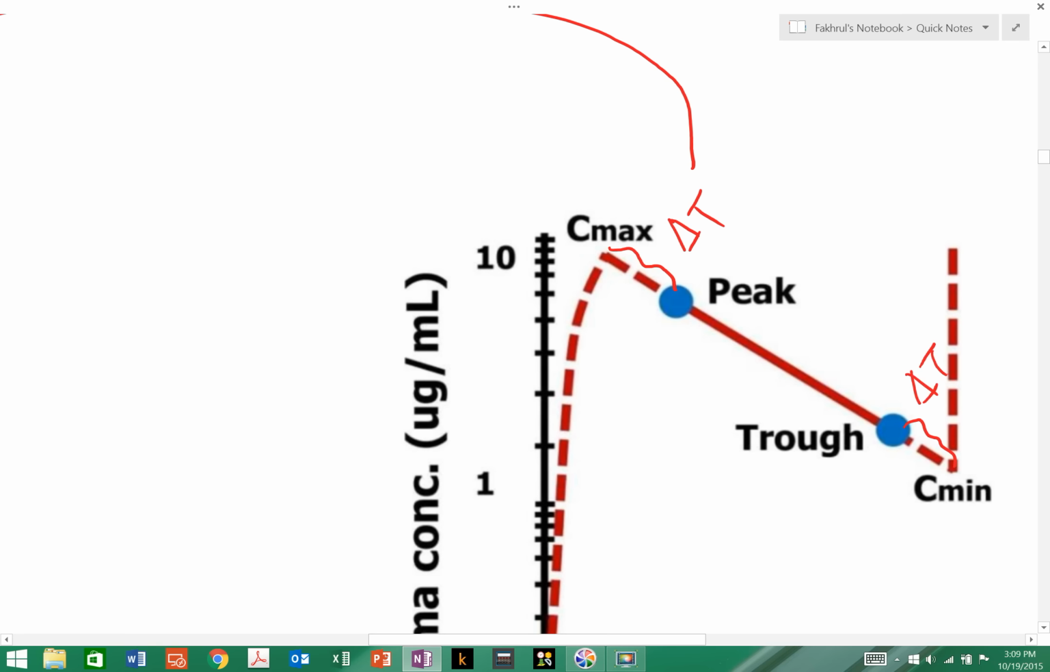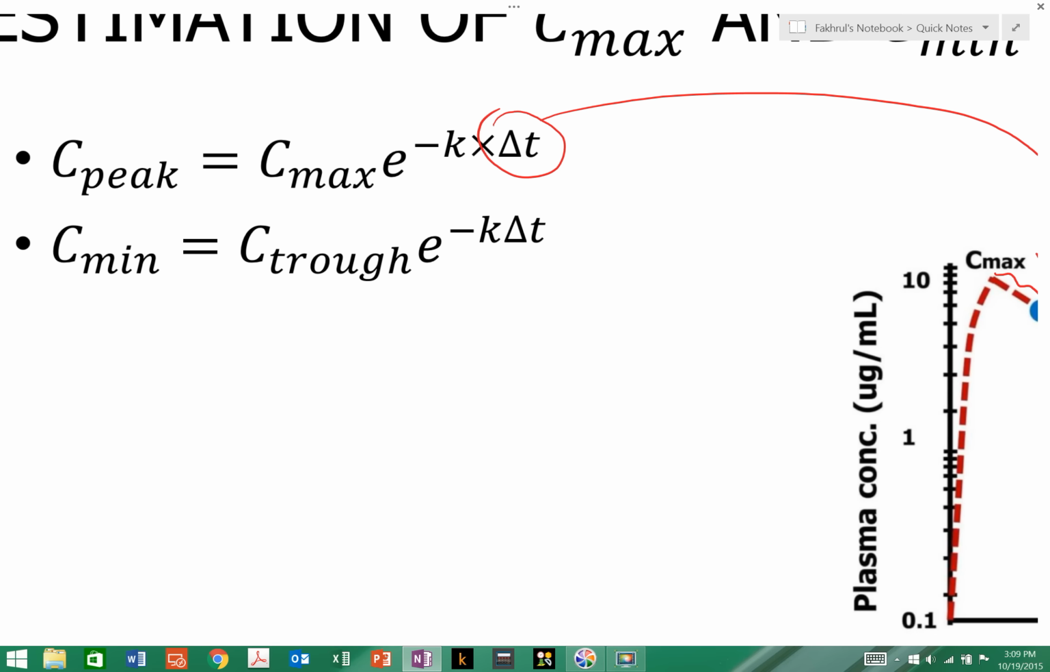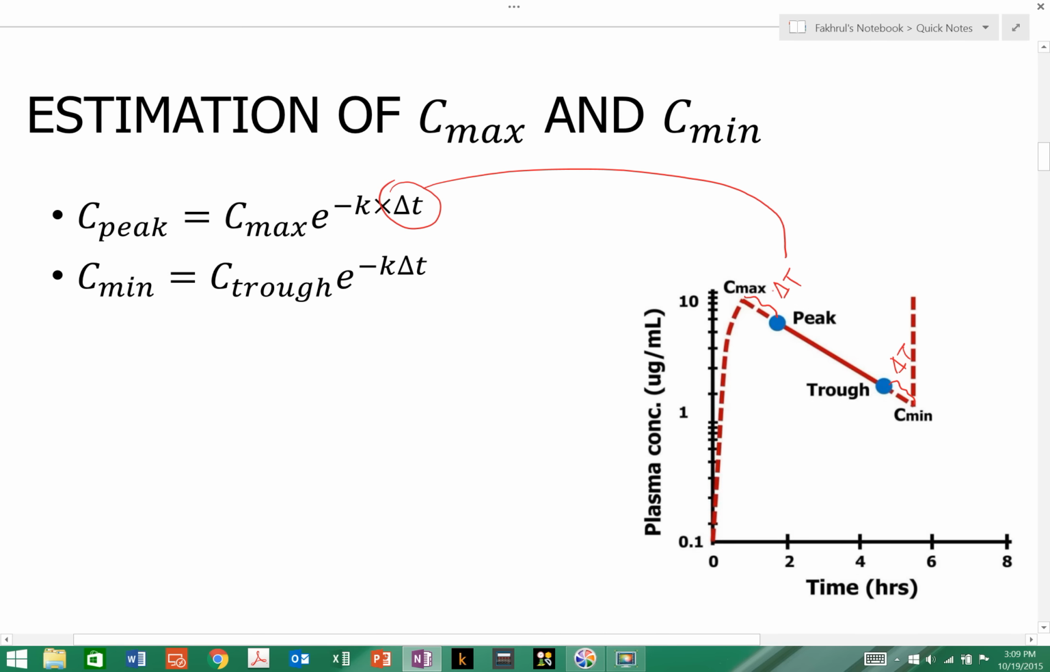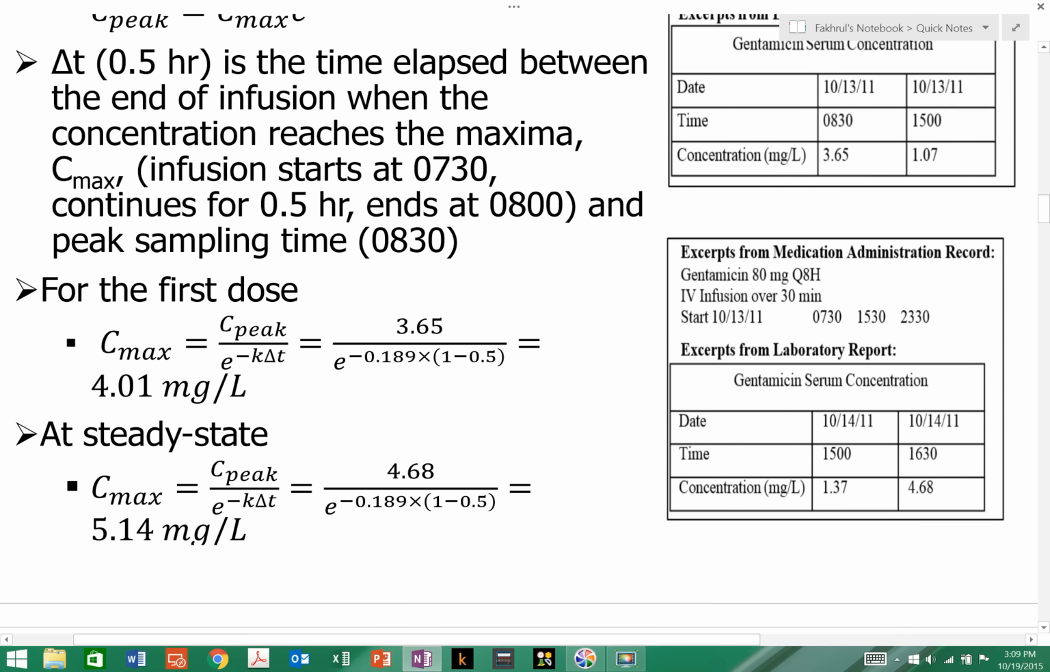So if you know this delta T, it's easy. You just use C trough concentration to calculate my Cmin, and you know C peak concentration, C peak, then you can calculate easily Cmax. So again, this is the time we have to find out. Now in this case, as you know, this chart is for after first dose, and this is at steady state.